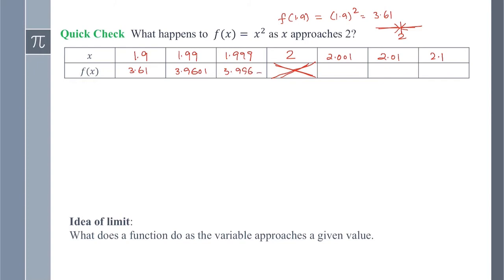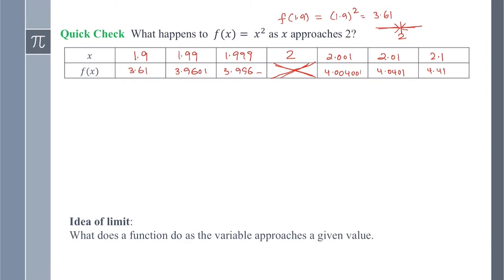Similarly, if we plug in 2.1 into our function, we'll get 4.41. If I plug in 2.01, I'll get 4.0401. And then if I plug in 2.001, I'll get 4.004001, and maybe more numbers after that.